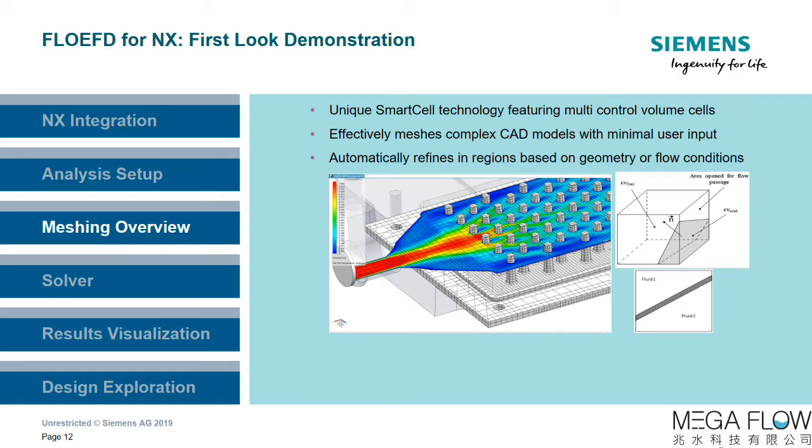FloEFD uses proprietary smart cell technology to alleviate a lot of the issues associated with the old way of doing things. Smart cells can have multiple fluid and solid volumes to simplify the mesh generation step. Complex CAD models are meshed with minimal user input using an automatic mesher. Solution adaptive mesh refinement can even increase grid density mid-solve based on local flow gradients.